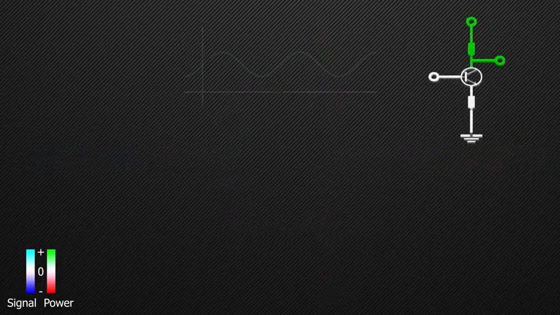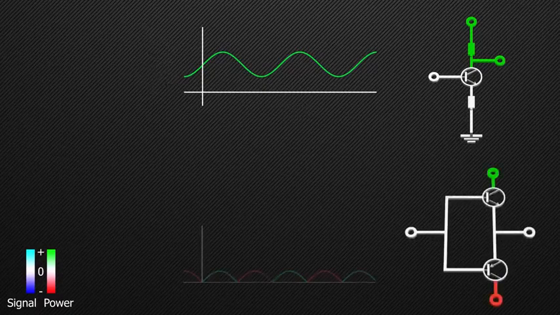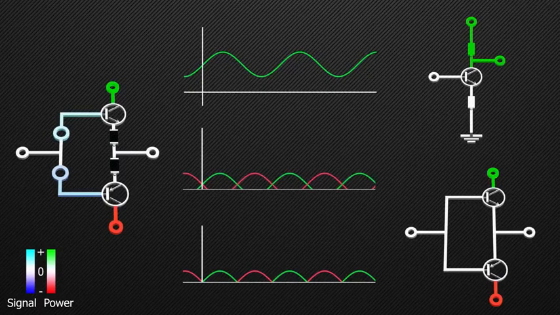Class A amplifier is an amplifier where the transistor is always on. Class B amplifier is an amplifier where the transistor operates for half of the cycle only. Class AB amplifier is an amplifier where the transistor operates for more than half cycle but less than complete cycle.